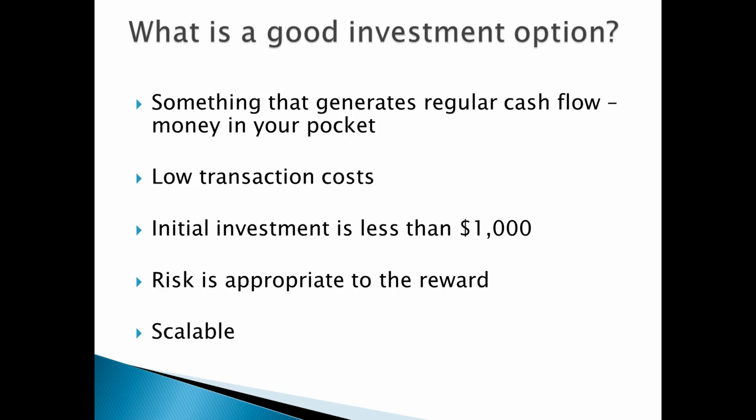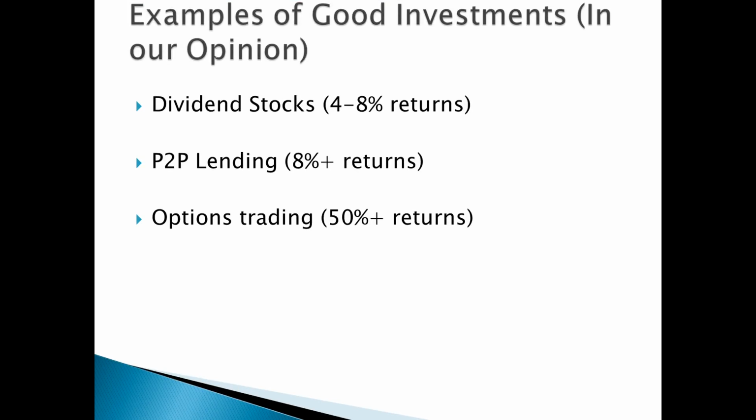You want to look at something that has an initial investment of less than $1,000. You want to be able to get in easily. You want to have something where the risk is appropriate to the reward and that it's scalable. Once you find something that works, you want to do it over and over and over again with larger amounts of money, because that's how people get rich. That's how people get financially independent.